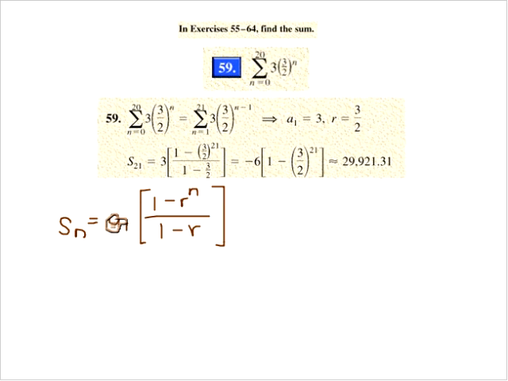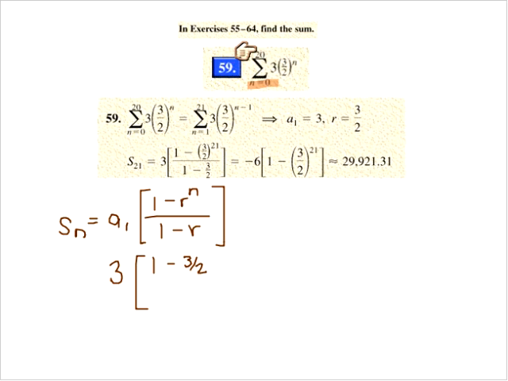So let's find the first term, because I want to eventually start plugging stuff into my formula. So my first term, when I plug in 0, because look, n starts with 0 in this one. Anything to the 0 power is 1, so 3 times 1 is 3. So the first term in this sequence is 3. r, remember, is whatever is in parentheses there, so the 3/2.